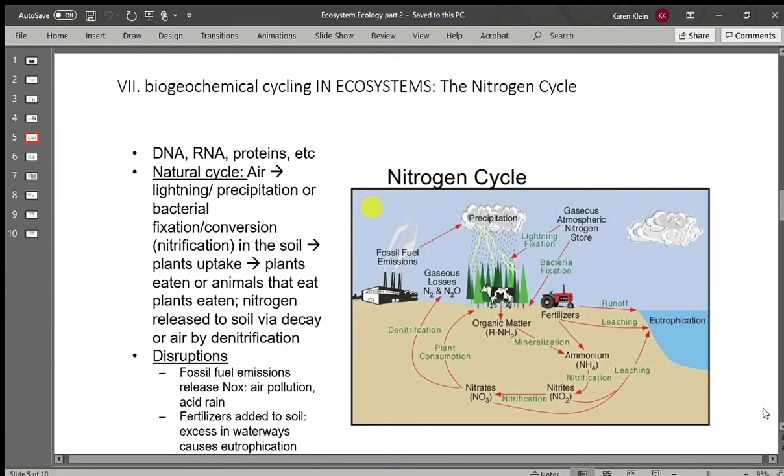So some of these biogeochemical cycles, of course, there are numerous ones. We're just going to hit some of the highlights here. Now, if you've taken environmental science or environmental biology already, you'll see a bit of overlap, and that is okay, because there are ecology concepts in environmental science and environmental science concepts in ecology, and so forth. So we'll first look at the nitrogen cycle.